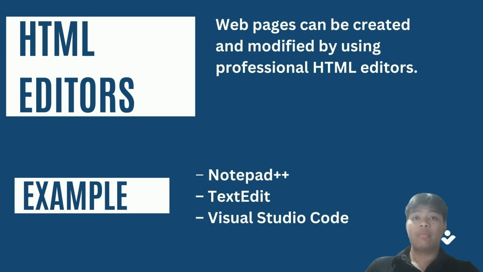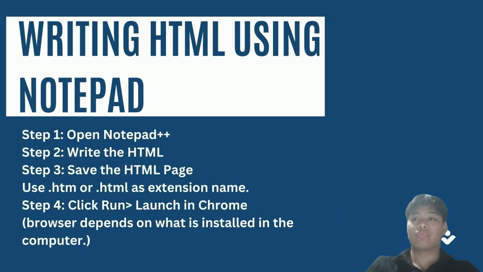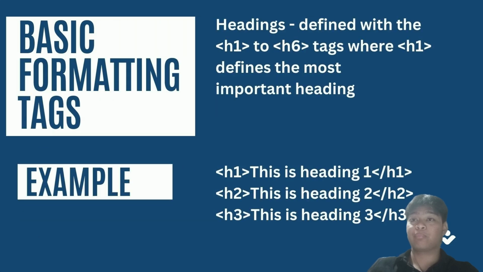HTML editors. Web pages can be created and modified by using professional HTML editors, such as Notepad++, TextEdit, Visual Studio Code. Writing HTML using Notepad. Step 1, open Notepad++. Step 2, write the HTML. Step 3, save the HTML page. Use .htm or .html as the extension name. Step 4, click Run, the launch icon. The browser depends on what is installed in the computer.